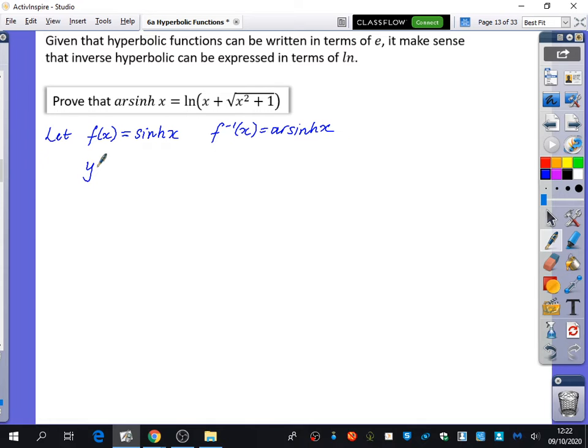So if y is equal to sin x, what process did we go through in normal maths A level to do inverses, to find inverse functions? Switch x and y, and then make y the subject. So I'm going to switch x and y, and then rearrange to make y the subject. So I get that x equals sin y.